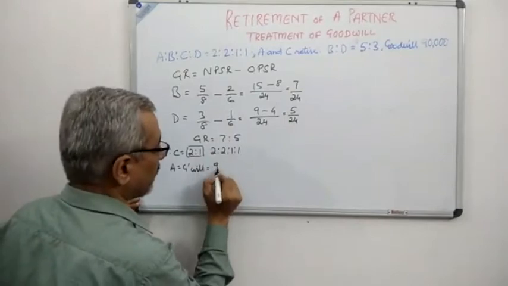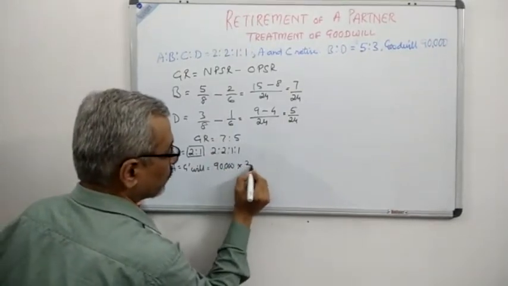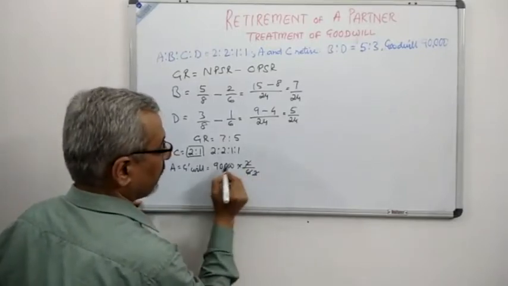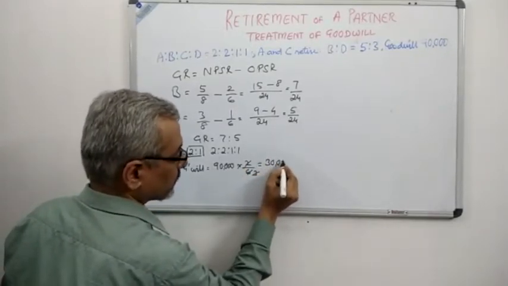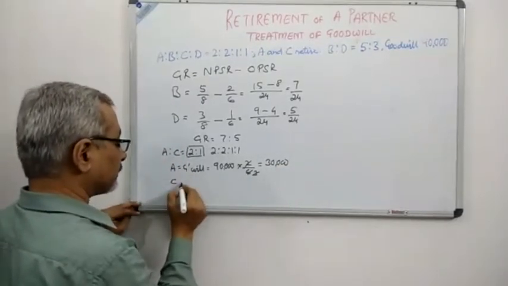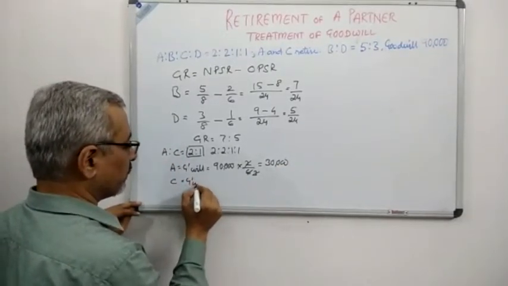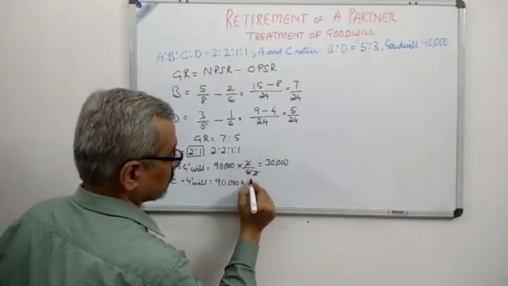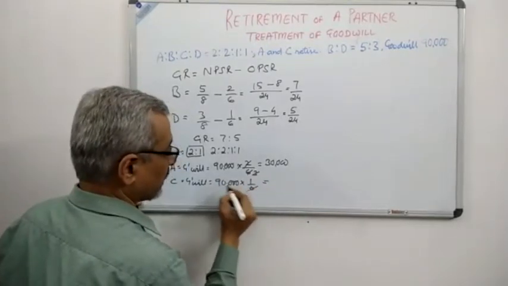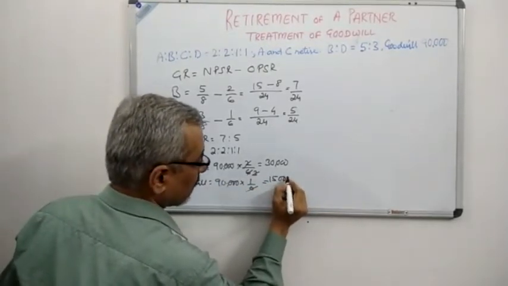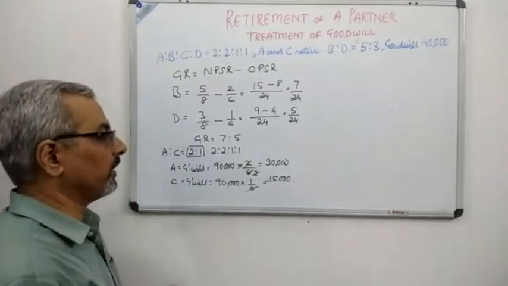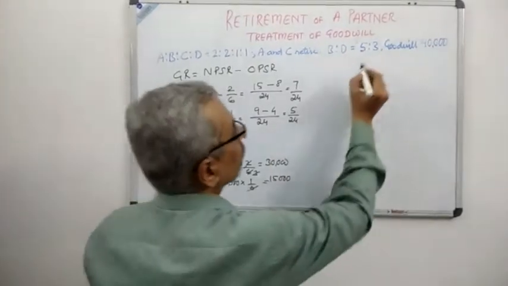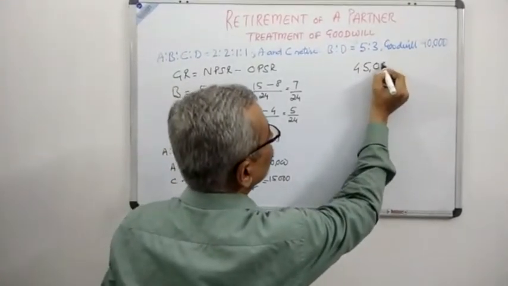Let us calculate that. 90,000 into 2 by 6. Simple calculation. If you see over here, we are dividing by 3. So, we are ending up with 30,000. And for C, you can see C's goodwill will be how much? We have 90,000 into 1 by 6. That is giving us 15,000. Is it very clear? Now you can see very carefully 30,000 and 15,000. Total we get is 45,000.